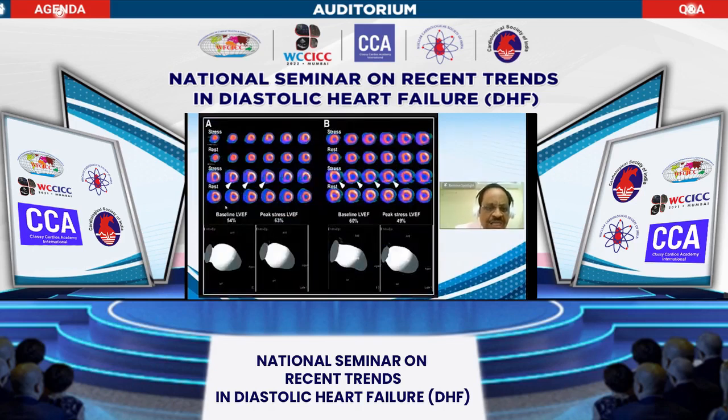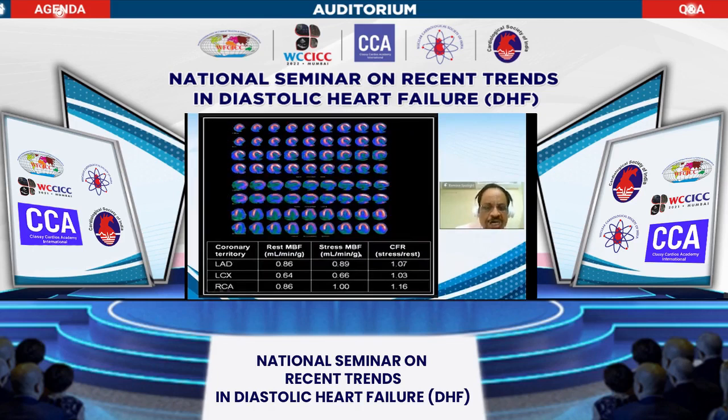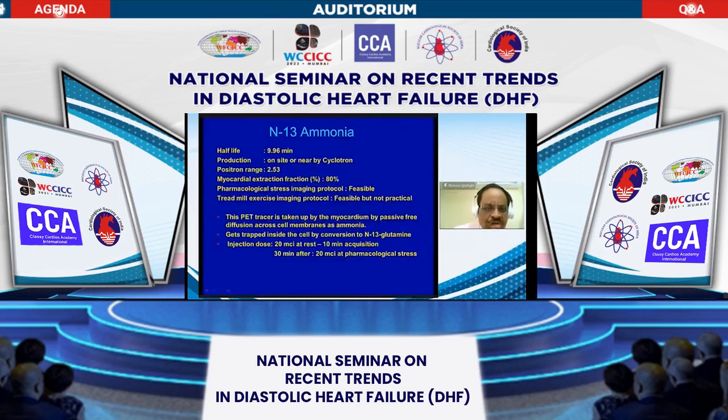Here you can see the ejection fraction is 50%, increased to 63%, and it is normal. But here this is typical of HFpEF with reduced ejection fraction with coronary artery disease, 60 falling to 49. So here in one study, you can see the imaging as well as the coronary flow reserve. You can see CFR in all three arteries is abnormal. With nitrogen 13 ammonia, you can also do the ammonia study, but it requires an on-site cyclotron.